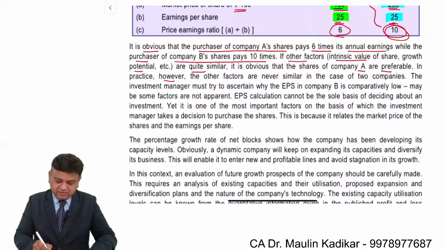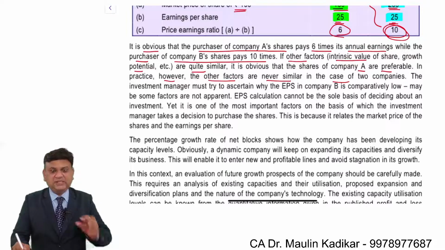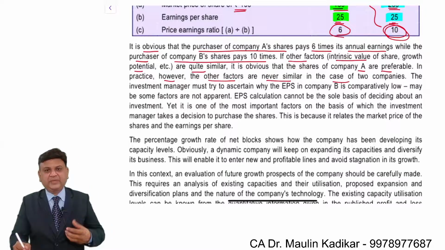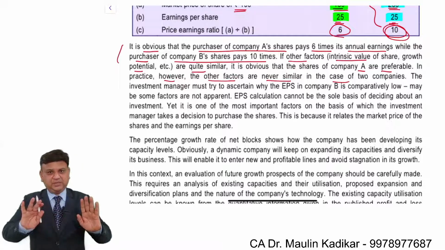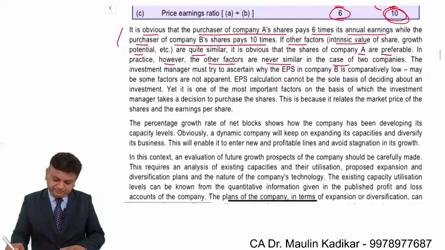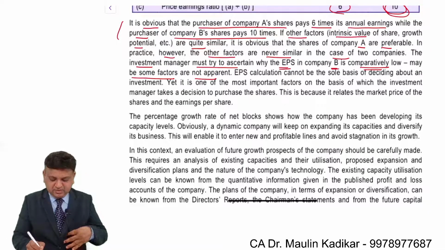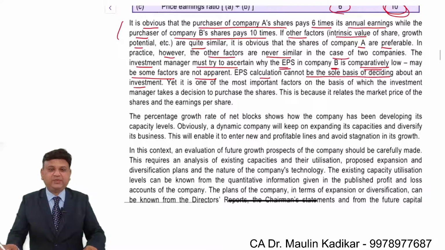In practice, however, other factors are never similar in the case of the two companies. So other factors are definitely going to be different. That is, they will have certain differences. But suppose it is like that, then in that case you should purchase company A shares. The investment manager must try to ascertain why EPS in company B is comparatively low. Maybe some factors are not apparent. EPS calculation cannot be the sole basis of deciding about the investment.